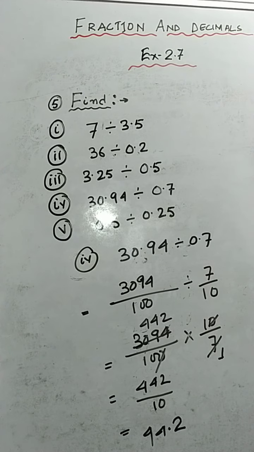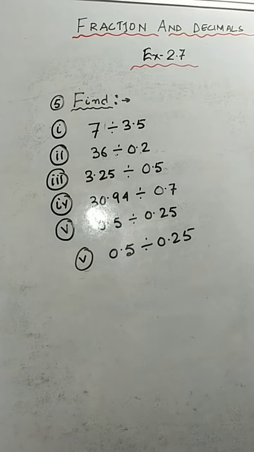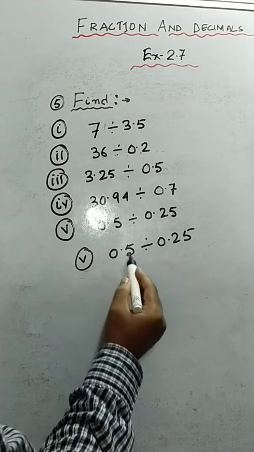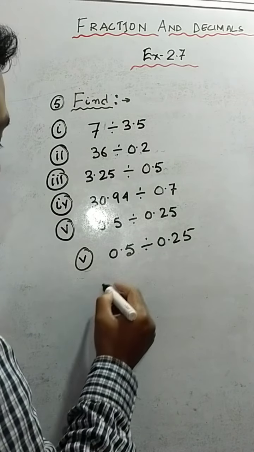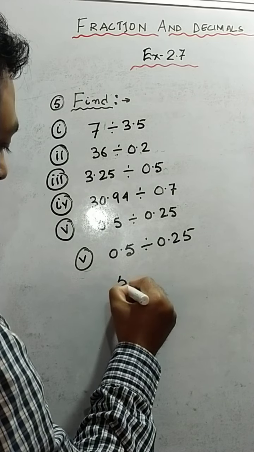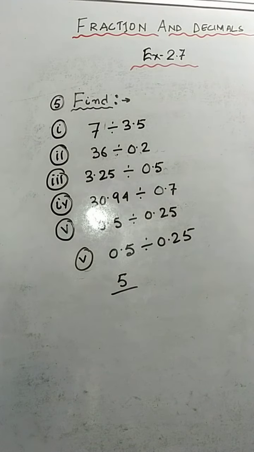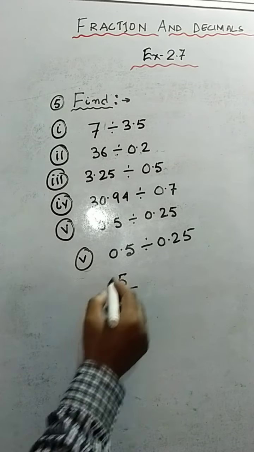Okay. Now let's see what is there in sum number 5. Sum number 5, we have 0.5 divided by 0.25. So let's convert both the decimal forms into the fractional form. So it will be 5 upon 10 divided by 25 upon 100.